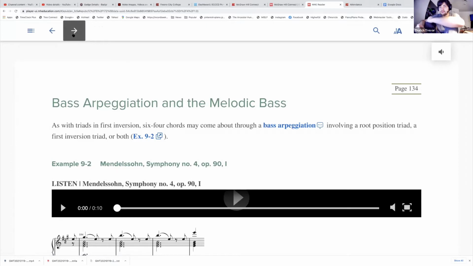Bass arpeggiation and the melodic bass. As with triads and first inversion, 6/4 chords may come about through a bass arpeggiation involving a root position triad, a first inversion triad, or both. I like that, or both. Get some planing going on.